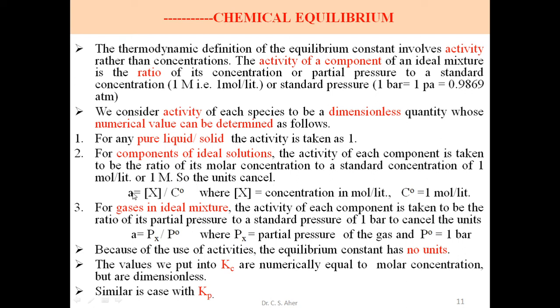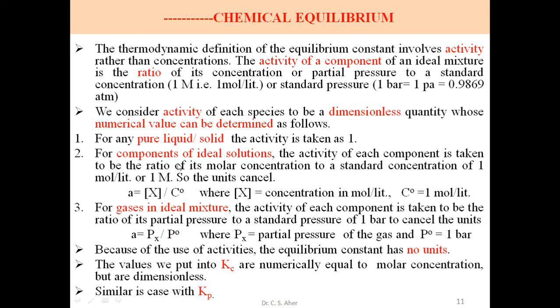Suppose we call activity small a, and this component of the ideal solution is X. The activity is the concentration of X, in square brackets, divided by C0, where X is the concentration in moles per liter and C0 is a standard concentration which is 1 molar or 1 mole per liter. So both units are the same, the units are cancelled, and this activity a is a dimensionless quantity.